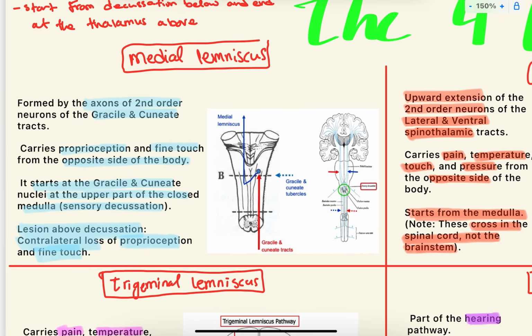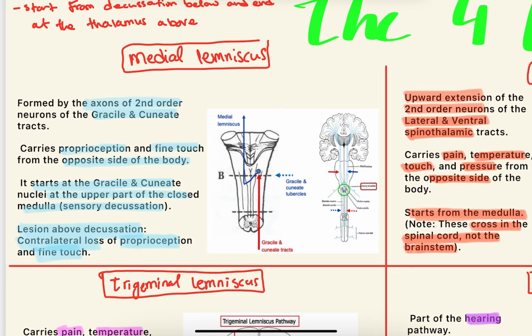The medial lemniscus is basically formed of the axons of the gracile and the cuneate. And since it's gracile and cuneate, we think of what? From the tractology lecture, proprioception and fine touch. And where does it decussate? In the upper part of the closed medulla. Once it decussates, it will be the opposite side of the body. Again, it starts in the gracile and the cuneate, and it will be at the upper part of the closed medulla, and there will be sensory decussation.